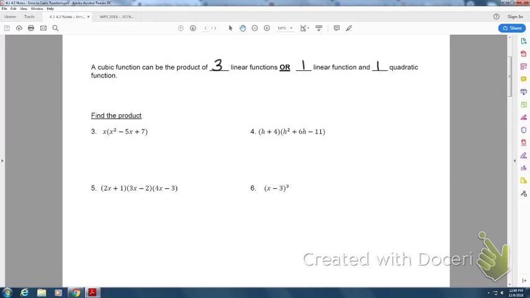I'm multiplying x times x squared minus 5x plus 7. So there is your linear, and there is one quadratic. All right, make sure that you can identify what it is you're multiplying. This one is pretty simple. All you have to do is distribute that x. You end up with x cubed minus 5x squared plus 7x.